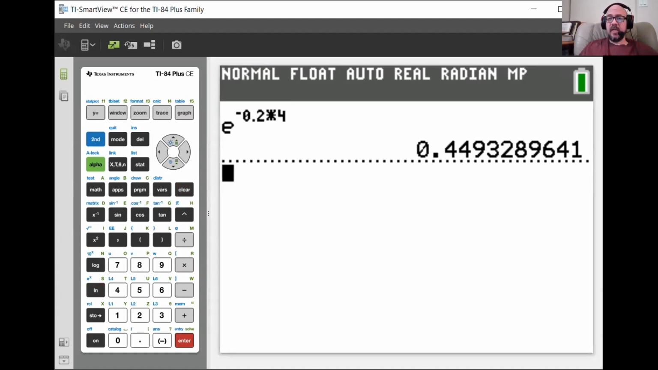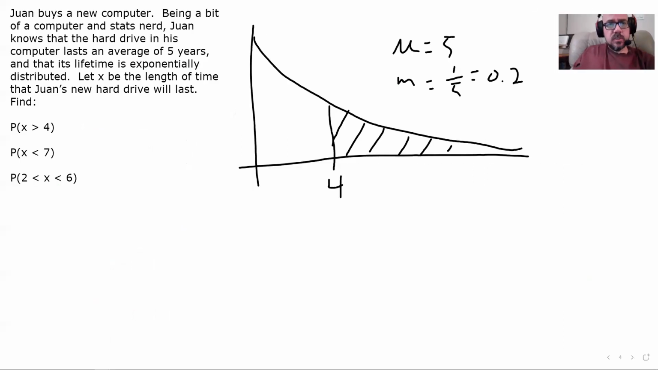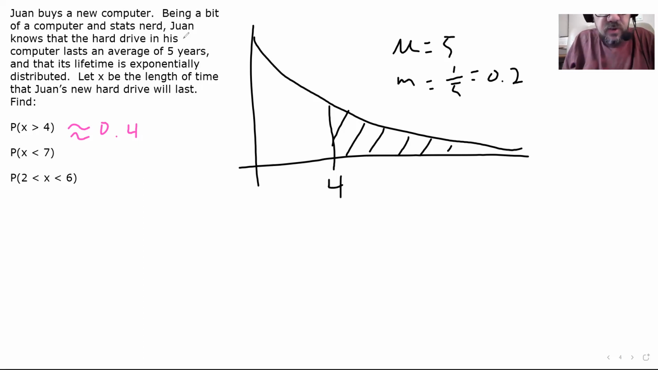That's it. That's all there is to it. Let's go write that down. I've been using pink for my answers. So this is about equal to 0.4449. Forgot what it was. Where's my calculator? Oh no, I've lost everything. There it is. Yeah, 0.4493. There we go.